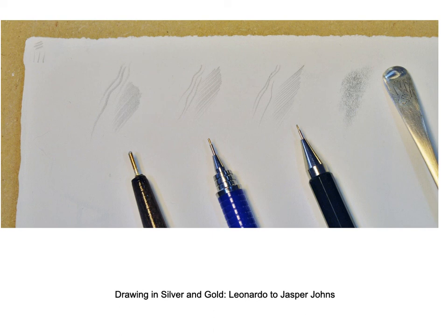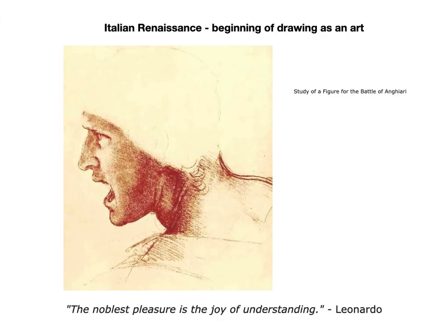From as far back as the Renaissance, artists have used gold and silver to rub onto the paper to create a very subtle but lasting surface. Here we have a drawing by Leonardo da Vinci, a study for a figure for the Battle of Anghiari.